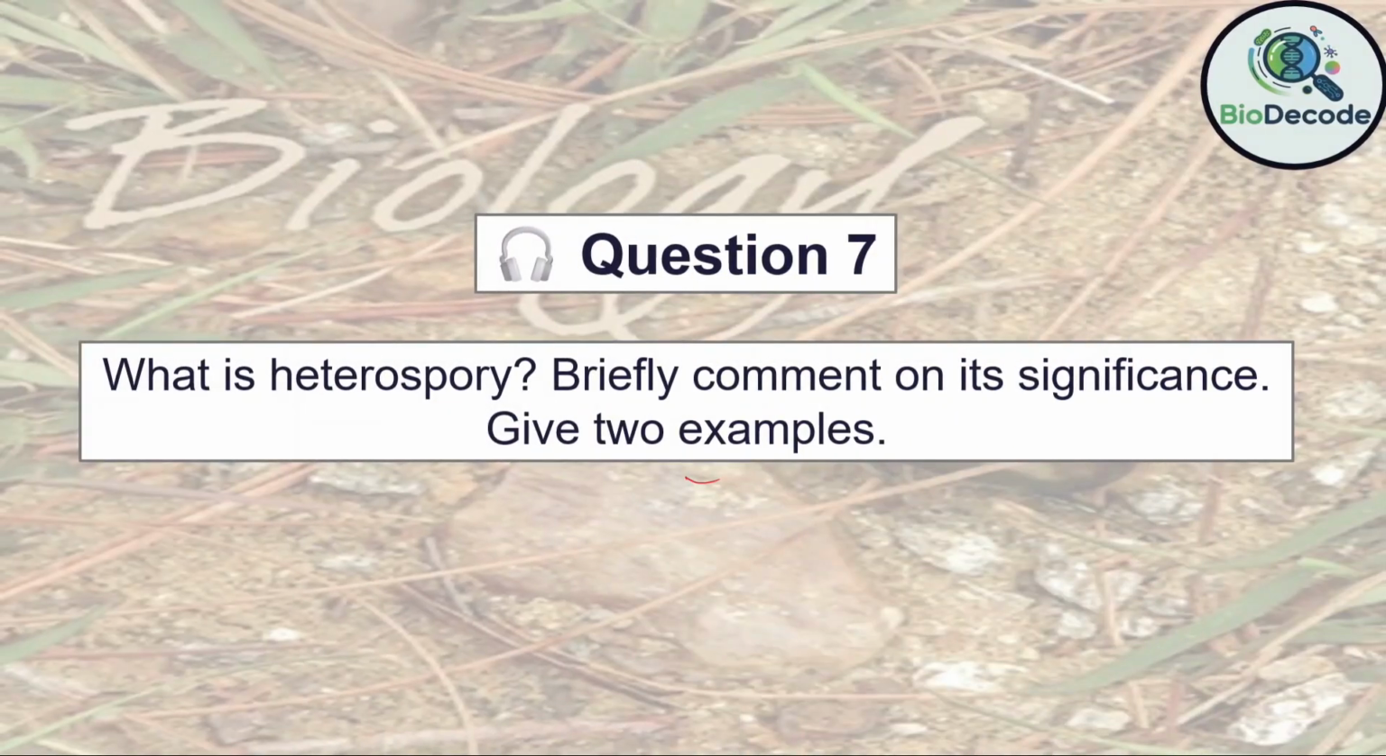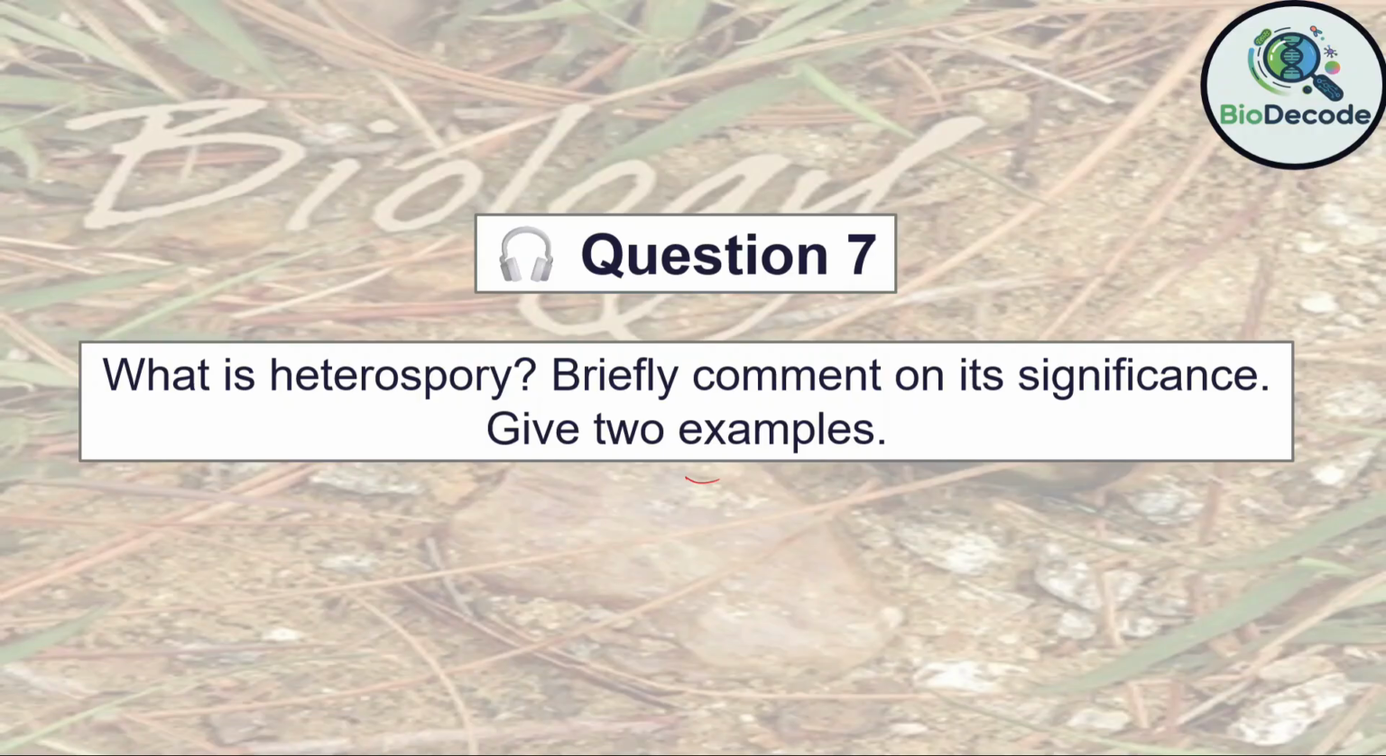Question 7. What is heterospory? Briefly comment on its significance. 2 examples. Answer. Heterospory means the production of 2 different kinds of spores: microspores, which form male gametophytes, and megaspores, which form female gametophytes. This condition is seen in Selaginella and Salvinia.